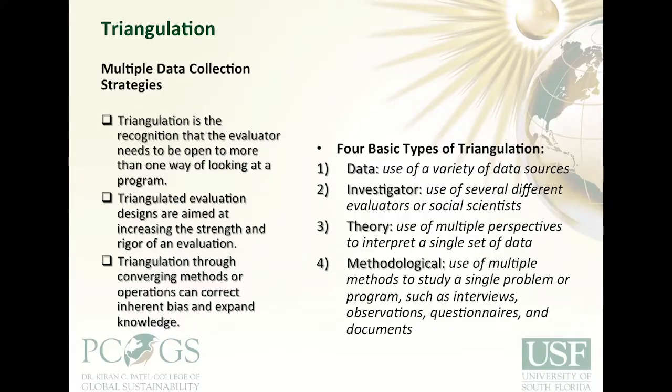So part of this process is what we call triangulation. This is when you use multiple methods, for basic types of triangulation. Triangulating by using data, by using a variety of different data sources. Triangulation by investigators, by using different evaluators to look at the same thing. Triangulation through theory, where you use multiple perspectives to interpret a single set of data. So looking at it from different perspectives, different theories, how one theory looks at the same thing.